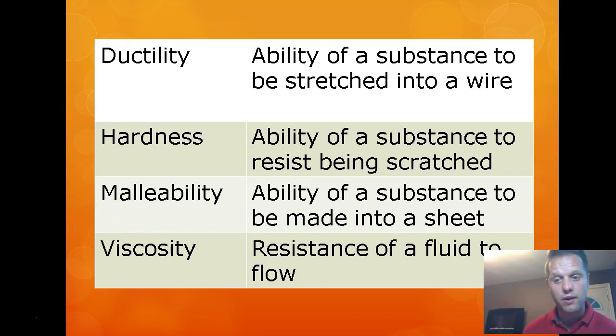For example, if you pounded out a piece of metal and turned it into a plate, you can bend it and turn it into a sheet, and that's malleability. And finally, we have viscosity, which is the resistance of a fluid to a flow. For example, honey would be very viscous, where oil would not be as viscous. Okay, and water would be even less viscous, which means it flows very well.